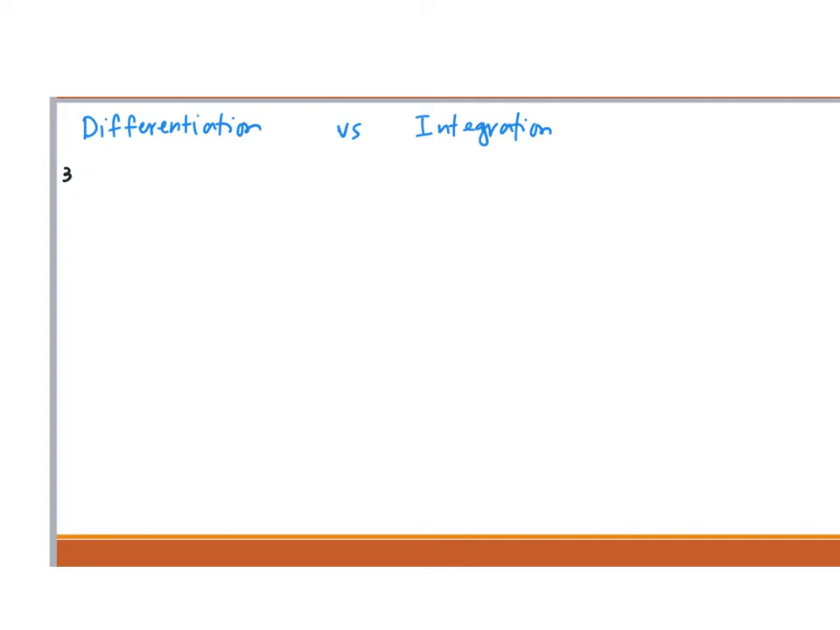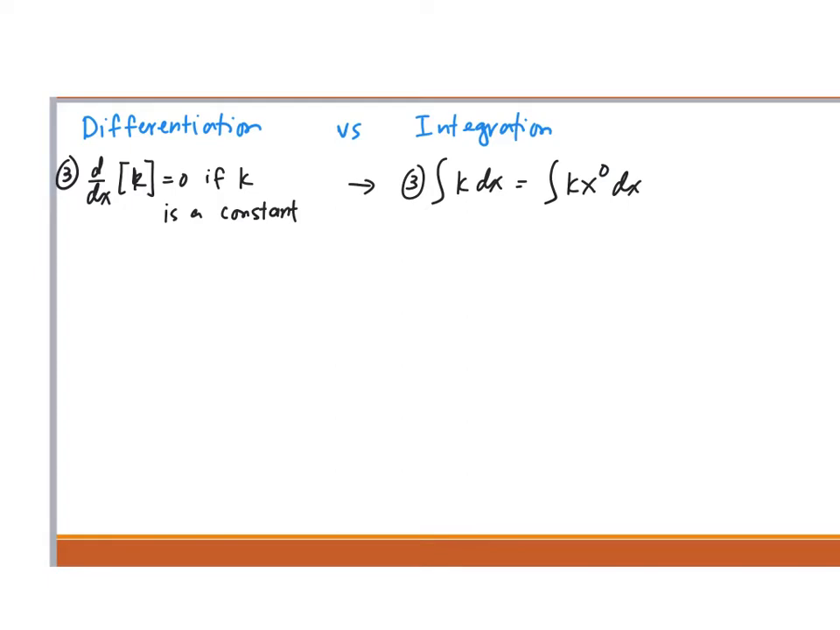Rule number 3. In differentiation, when we get the derivative of a constant, the answer is 0. Let's see how it goes with integration, and we will use the first two rules to do this. First off, suppose I put a variable x beside k. The exponent of x should be 0. And if we use rule number 2, we will have k times the integral of x to the power of 0 with respect to x. And using rule number 1, we will have this, which is just kx plus c.